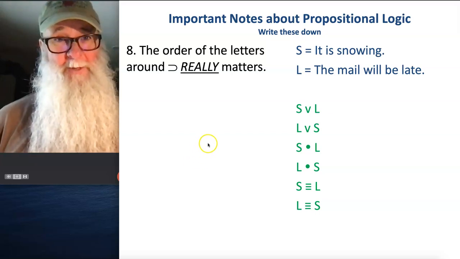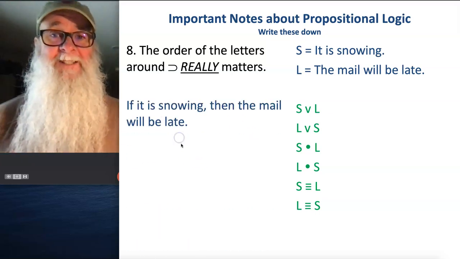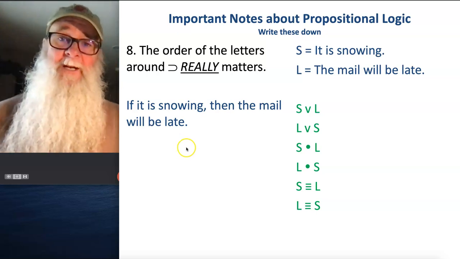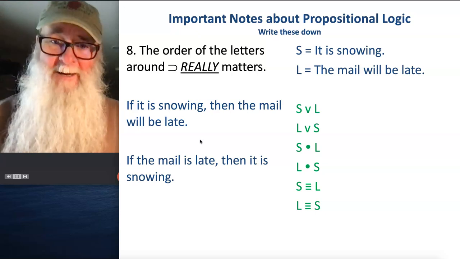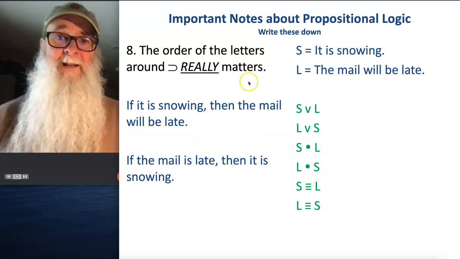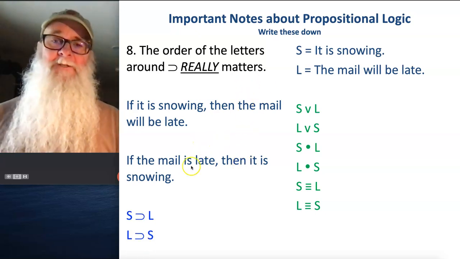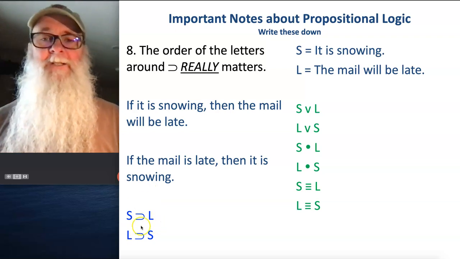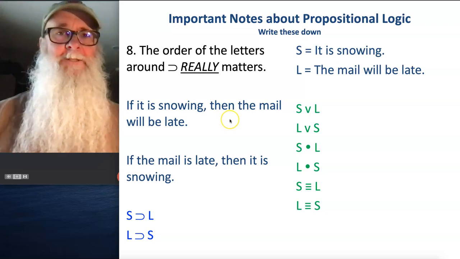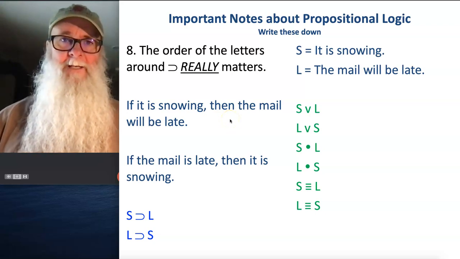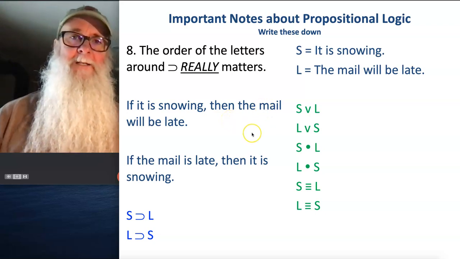But it's super important with regard to horseshoes, because this sentence, "if it is snowing, then the mail will be late," does not mean the same thing as this statement, "if the mail is late, then it is snowing." So when we represent these two statements, the ordering of the letters is going to be different. So we want to make sure that we're paying very careful attention to which letter appears on the left-hand side of the horseshoe and which letter appears on the right-hand side of the horseshoe.